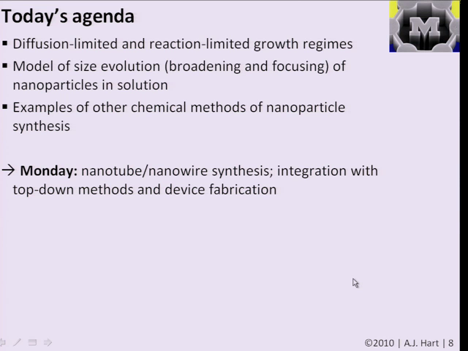And then we'll close with some examples of a couple other chemical methods of nanoparticle synthesis that embody the same principles but give specific examples of how the chemistry and temperature and concentration are controlled to make different materials and also different shapes. And then on Monday, we'll conclude this discussion of synthesis by relating to nanotubes and nanowires and talking about means of integration with top-down methods of lithographic fabrication.